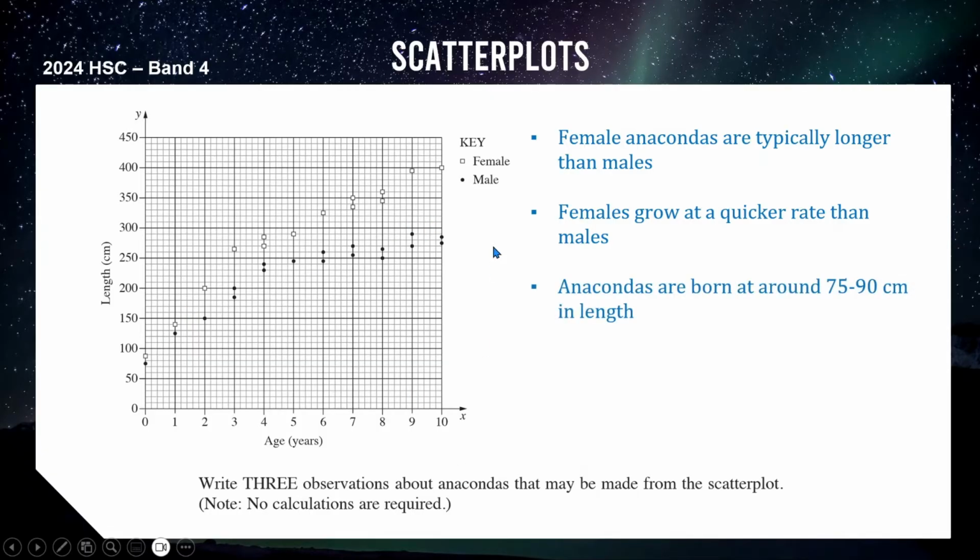We can have a look at their birth lengths, looking at the y-intercept, seeing that if this is 50 and this is 100, typically the snakes are born at around 75 to 90 centimeters in length. And what else can we see?